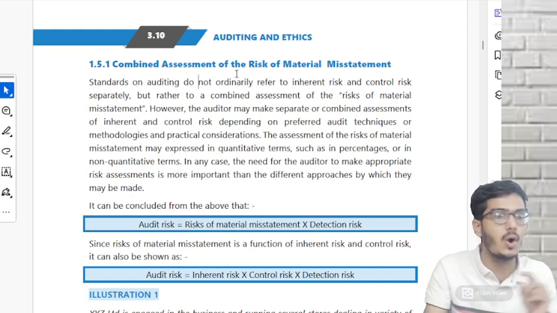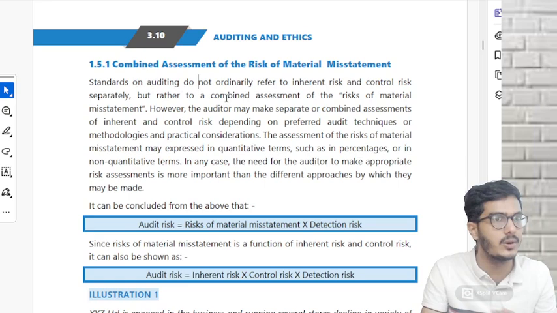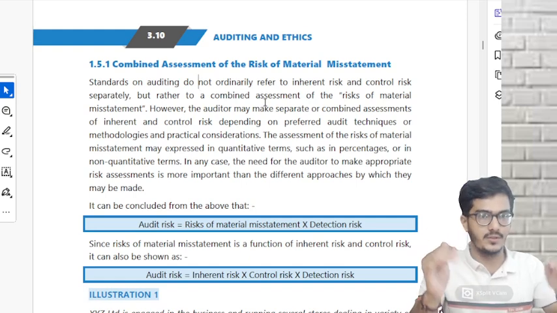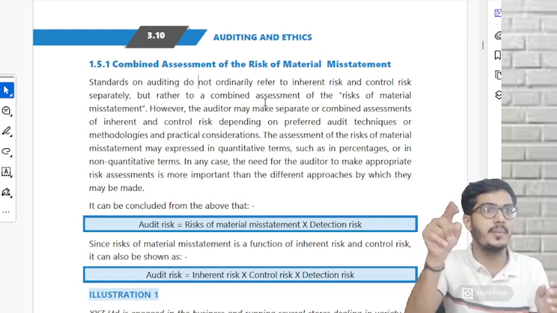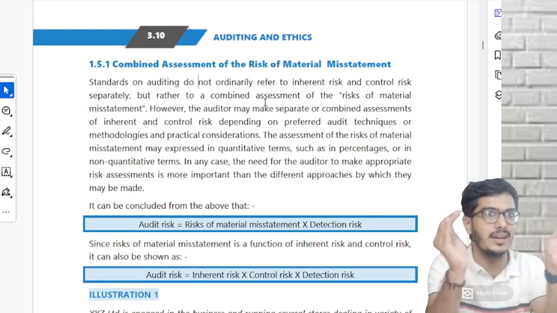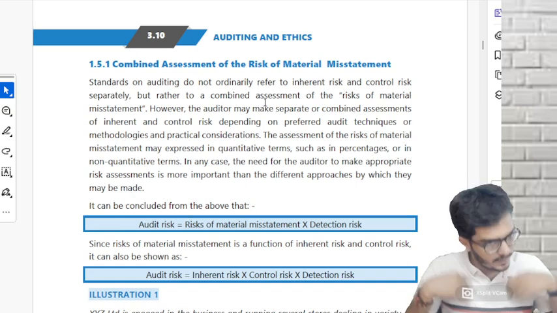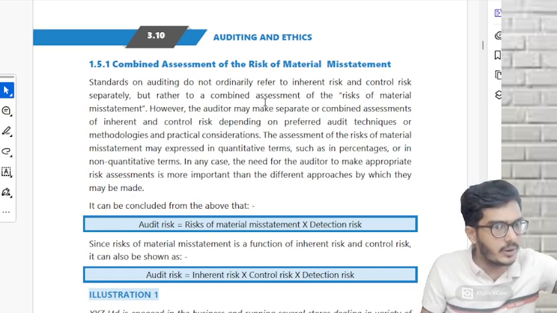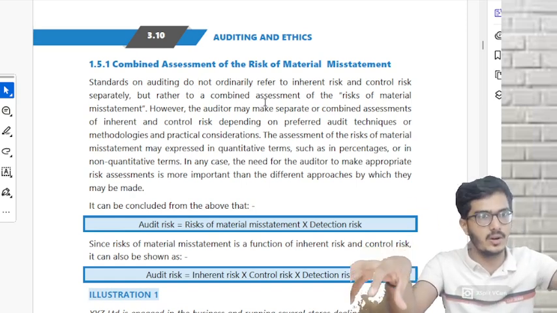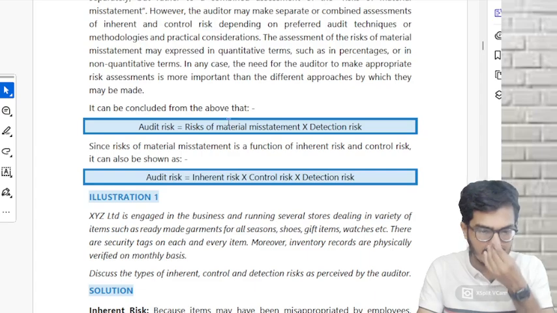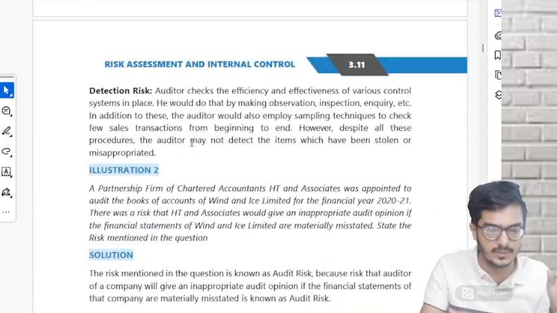Standards on auditing do not ordinarily refer to inherent risk and control risk separately, but rather make a combined assessment of ROMM. Audit risk is equal to ROMM into detection risk. That means ROMM is nothing but inherent risk and control risk. They make a combined assessment. But practically, when we perform audit procedures, we perform separately on inherent risk and separately on control risk. Understood?